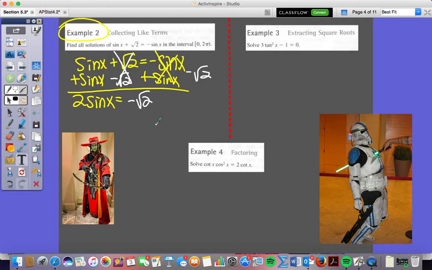Okay, so what do I do now with the 2 sine of x equals negative square roots of 2 to be able to get sine of x by itself? Kenny? Divide by 2. I like it. Good. Okay. Am I going too quick right now? Am I good so far? Just looking at faces. So if you're confused, let me know. So we're looking for where is sine of x equal to negative root 2 over 2.